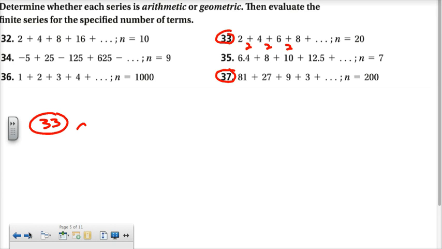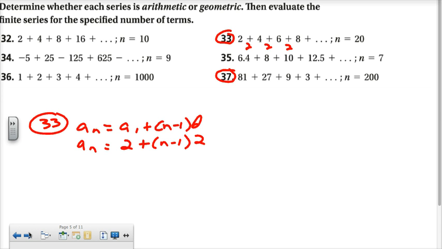So for 33, I just start right away by writing my rule. So a sub n is going to equal 2 as the first term plus n minus 1 times that common difference of 2. Distribute from the right-hand side, and we get a sub n equals 2n, which certainly makes sense if you go back and look at the sequence of the series itself. You see those numbers 2 times 1, 2 times 2, etc.